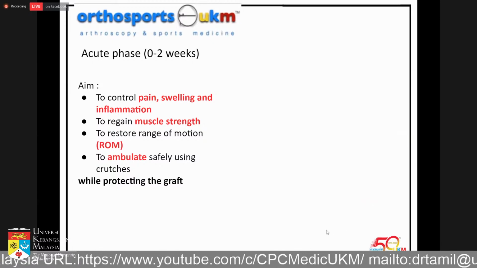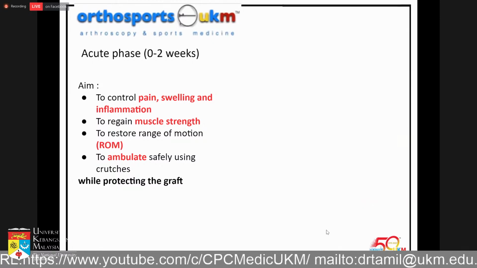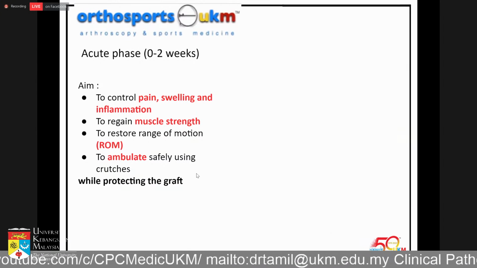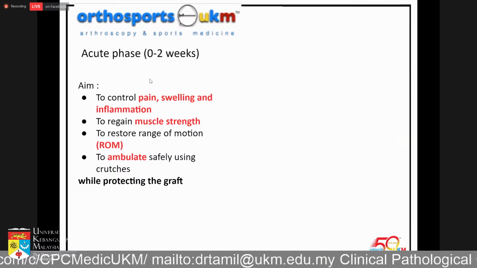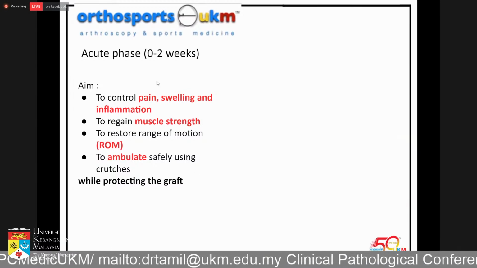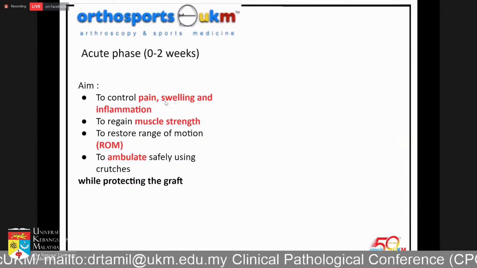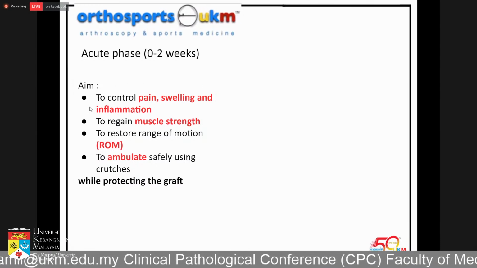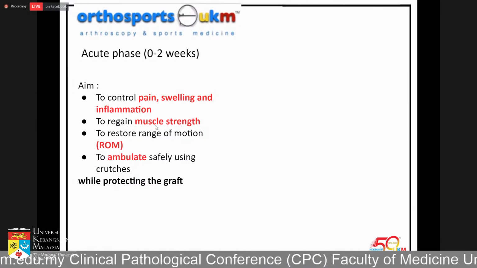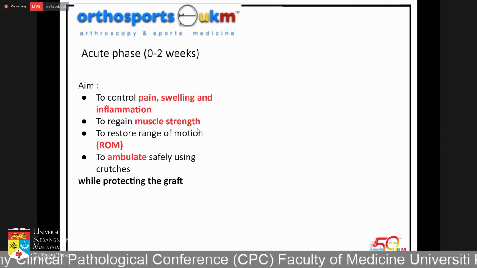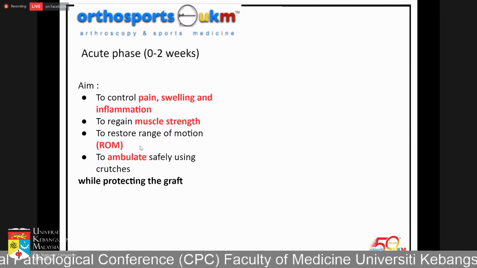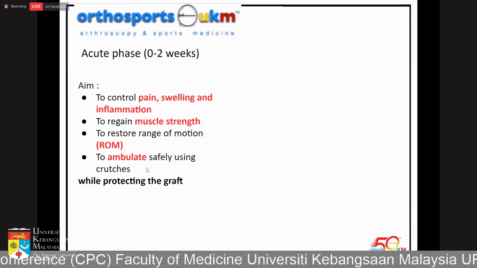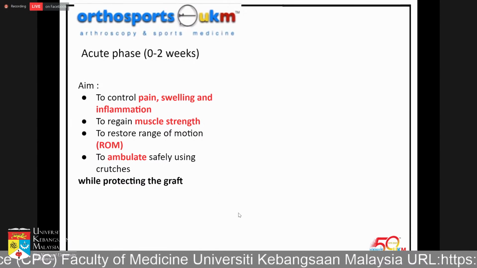So for post-operative rehabilitation for patients with ACL recon, we divided the phase into 3 phases: acute phase, recovery phase, and functional phase. So in acute phase, the aim first is to control pain, swelling, and inflammation. These are the most important things that we need to emphasize. And number 2, the aim is to regain back the muscle strength. 3, to restore back the range of motion. And number 4, to ambulate them safely using the crutches while protecting the graft.